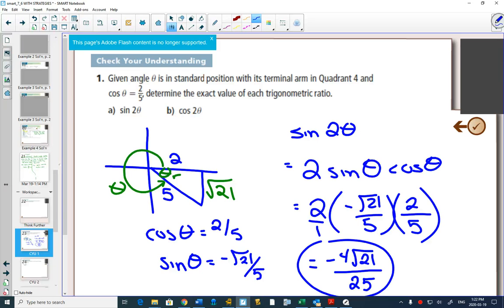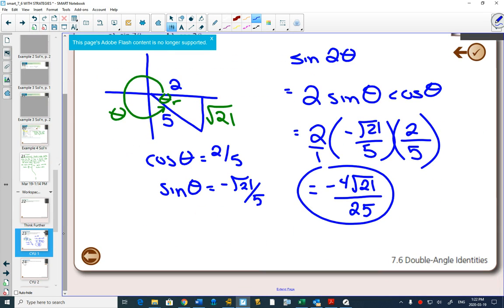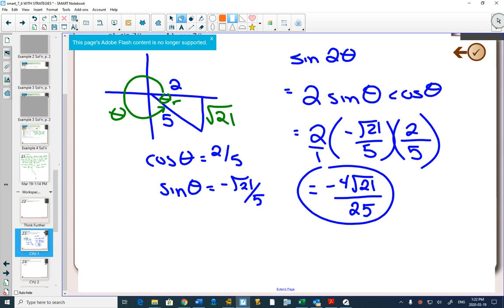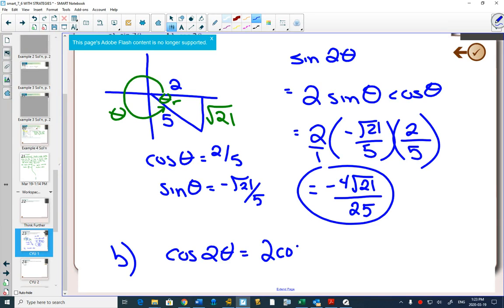Now for part B, like I said before, with the cos 2 theta formula, all 3 formulas will work. But one is better than the other ones. In this example, this is the better one. You have to see if you can figure out why.